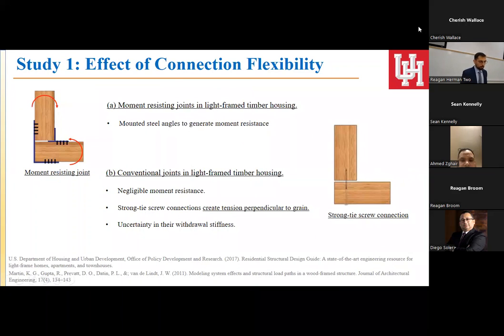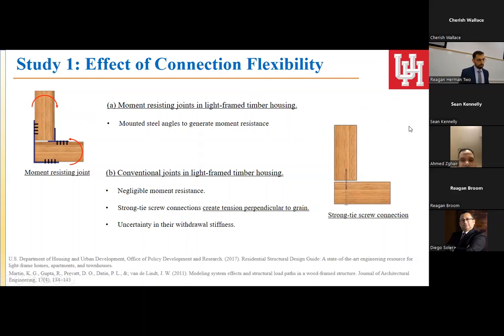Okay, so as I mentioned, our first scope was to study the effect of connection flexibility. We want to actually see how the house performs under wave loading when the timber-timber connection is more rigid, in contrast to the conventional way of constructing. As you can see here, these, let's say, are proposed, as in tested, but it's a proposed moment resisting joint, which we can mount steel angles to generate moment resistance.